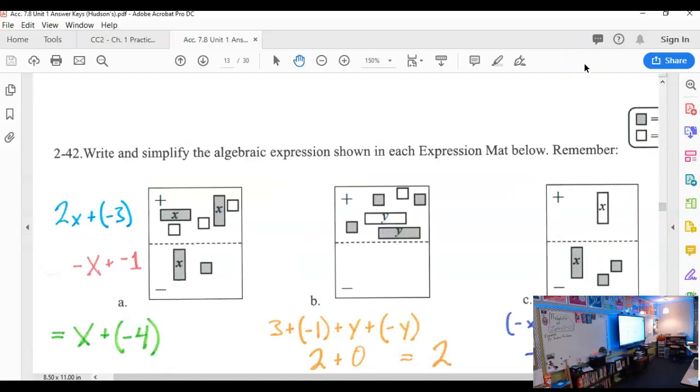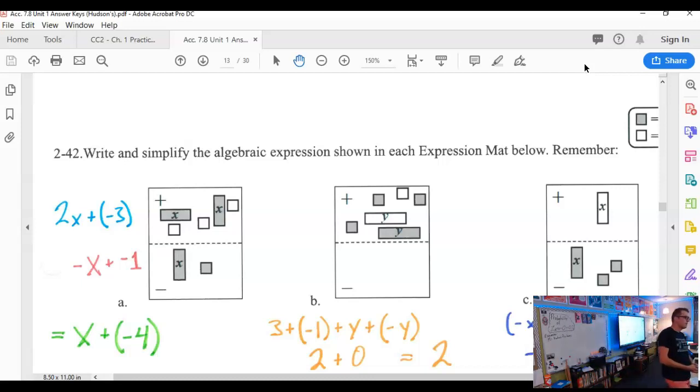All right. So the first one simplifies down to x and a -4. But if I wrote out what I saw, it would have been 2x and -3. And then I could have written the opposite of x and +1, or I could have realized that's actually going to be a -x, that's actually going to be a -1. Simplifies out. B simplifies out to just 2, and C, -2x and a -2.